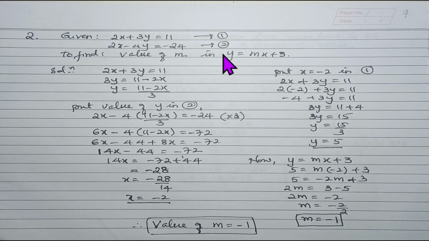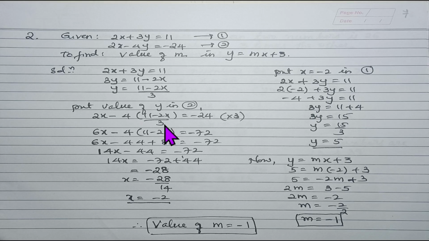So very interesting. To find the value of m, I have to know the value of x and the value of y. The value of x and the value of y can be found by solving these two equations given to us. So 2x plus 3y equal to 11, and simplifying this we get 3y is equal to 11 minus 2x, or y is equal to (11 minus 2x) by 3. Now put the value of y in equation 2, that is 2x minus 4 in the bracket (11 minus 2x) by 3, because that is the value of y, equal to minus 24.